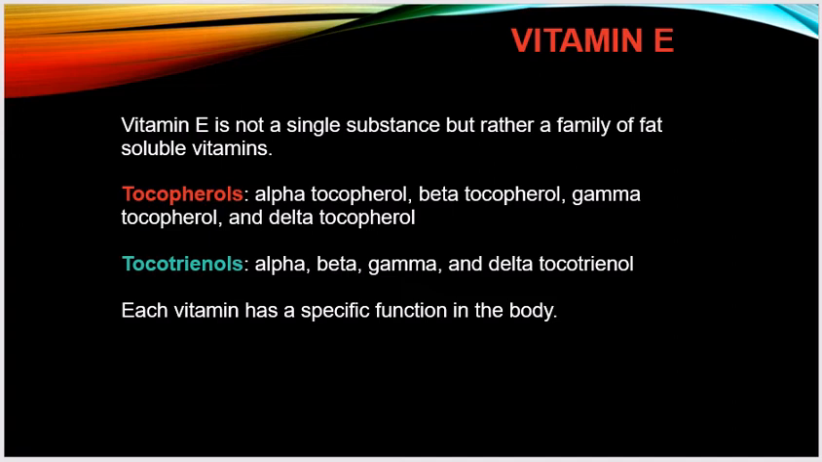It has different forms. One is alpha tocopherol, beta tocopherol, gamma tocopherol, and delta tocopherol, and they perform different activities in the body. The other form is the tocotrienol, again comprising alpha, beta, gamma, and delta tocotrienols, and each vitamin has specific functions in the body.